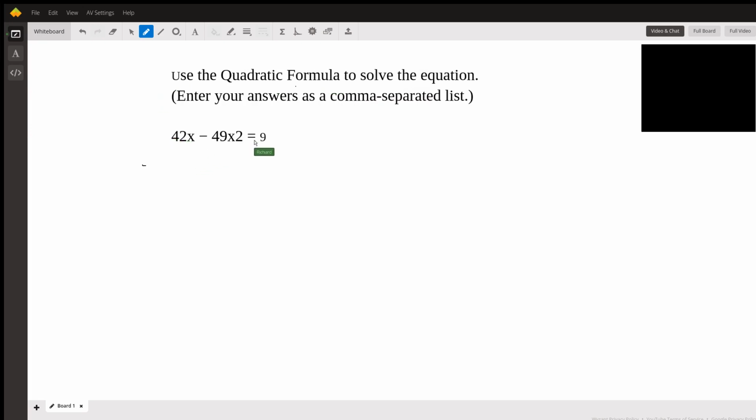So first we want to set everything to 0. The most convenient way to do this is to bring over the x's so that we don't have a leading negative. So I'm just going to put the 0 on the left here. Traditionally, 0 would go on the right, but let's just bring these over. When I bring this over, I've got 49x squared. So that negative, this becomes a negative 42.